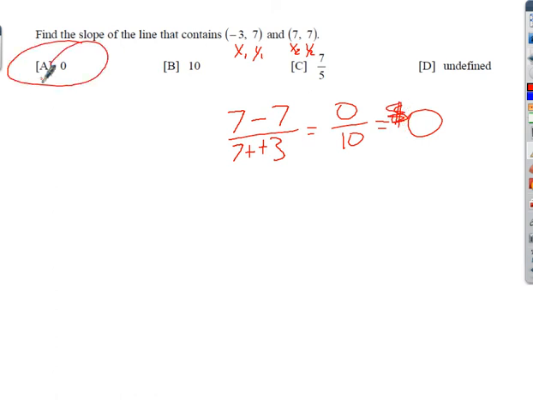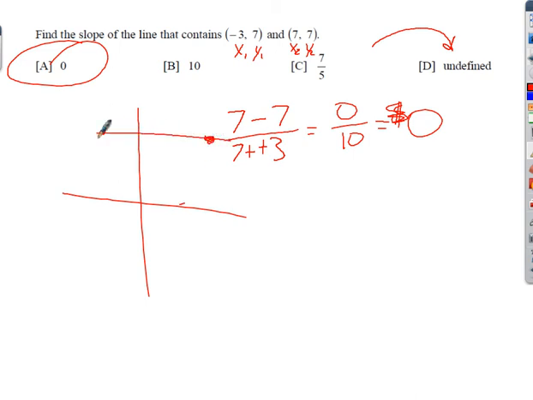They're trying to see if you're going to pick this undefined, and we'll see what that is. By the way, if I quickly plotted those points, -3, 7 and 7, 7, you'll notice when you draw a line between those two that you get this 0 slope or a flat line. Okay, so a slope of 0 is a flat line.